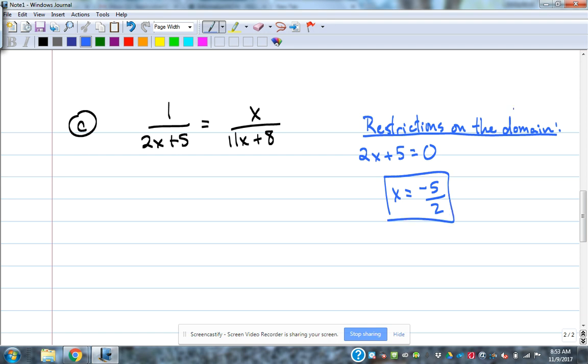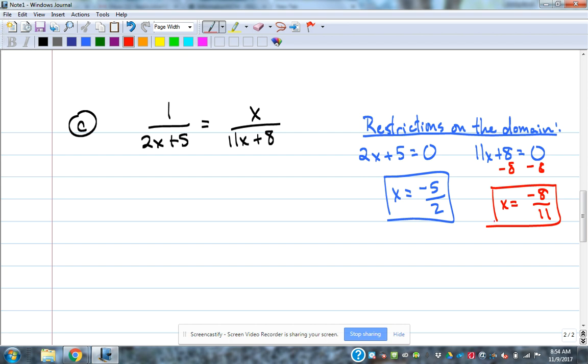Is there another one? Yeah, we got 11x plus 8. It's got an x in the denominator. Anytime there's an x in the denominator, you got to set it equal to 0 and solve it to get your restrictions on equations. All right, so subtract 8, divide by 11, negative 8 over 11. Those are our restrictions. Those are the things x cannot be.